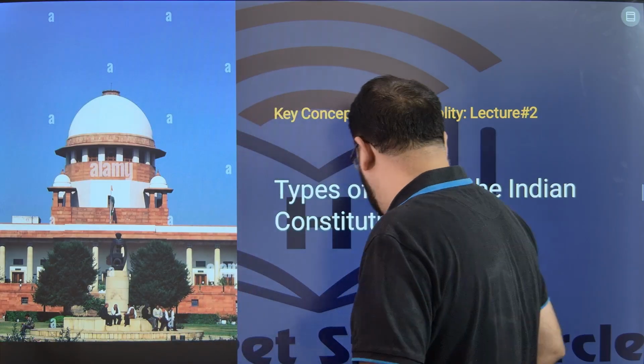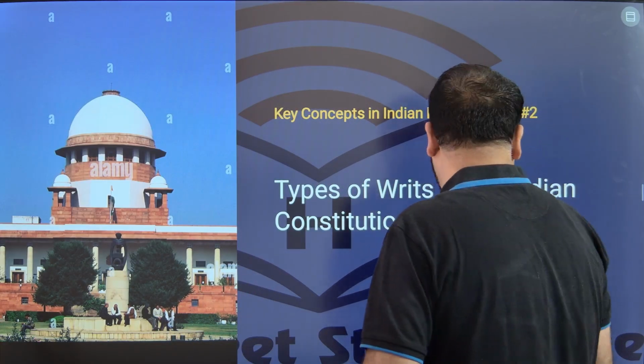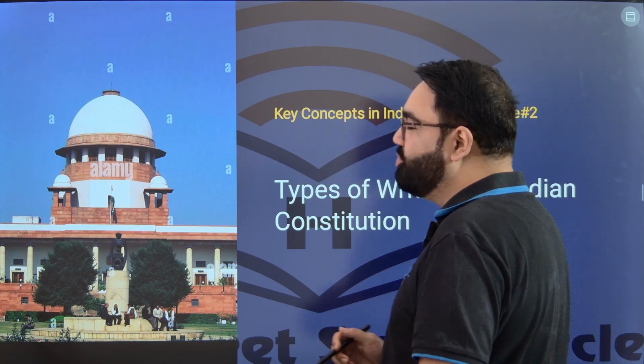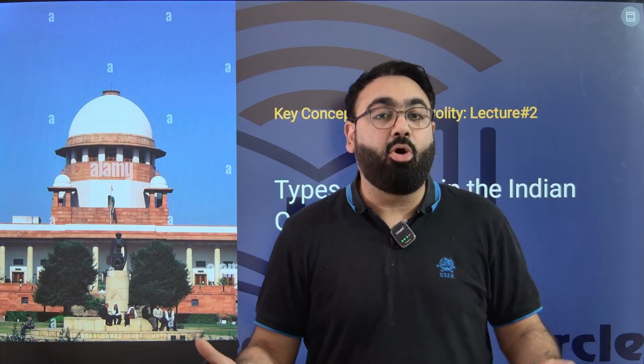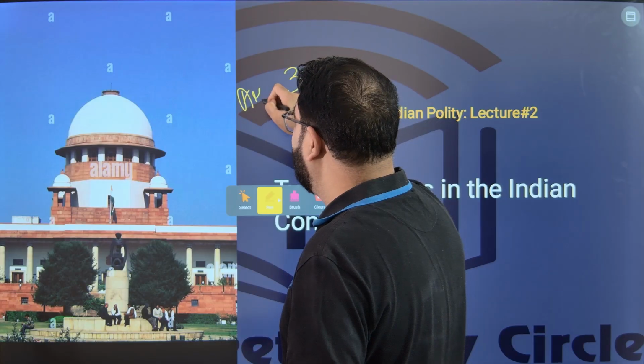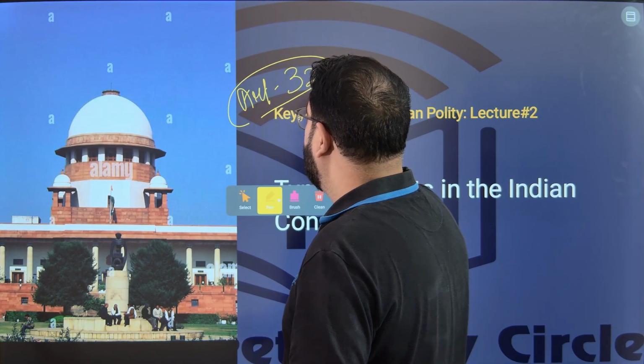Writs are orders issued by the Supreme Court or the High Court in case of violation of your fundamental right. Now, you all know in Part 3 of the Indian Constitution, the fundamental rights that have been given to us, amongst those fundamental rights, the most important one, as per Dr. B.R. Ambedkar himself, was actually Article number 32 of the Indian Constitution. The reason why Article 32 is the most important is because it gives you the right to constitutional remedies.